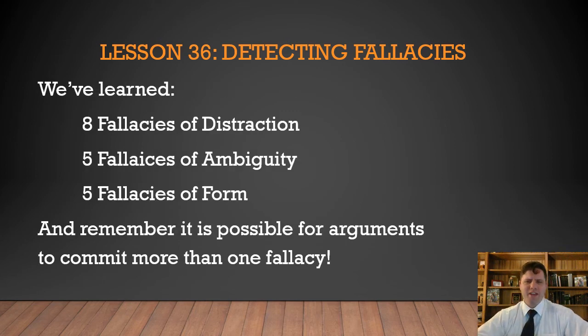So we've learned together over the last few weeks 8 fallacies of distraction, 5 fallacies of ambiguity, and 5 fallacies of form. And remember, it's possible for arguments to commit more than one fallacy. So in preparation for the test you'll be taking at the end of the week, make sure that you do the assigned exercise 39 that's in your book here, which gives you more practice of looking at these and trying to figure them out. I will include the answers, as always, on iGrade, so you can check to make sure that you are identifying things rightly.